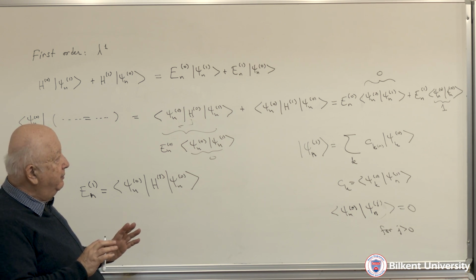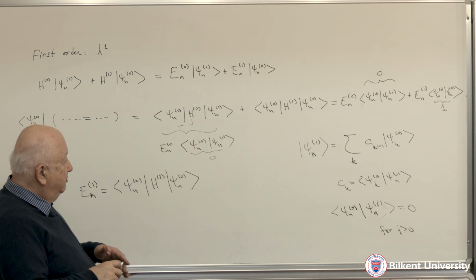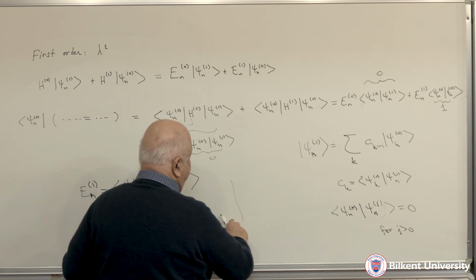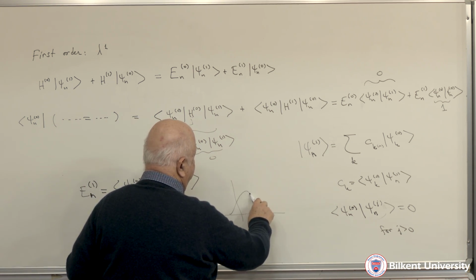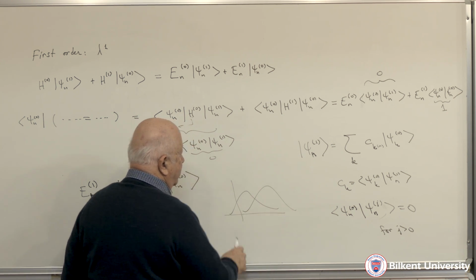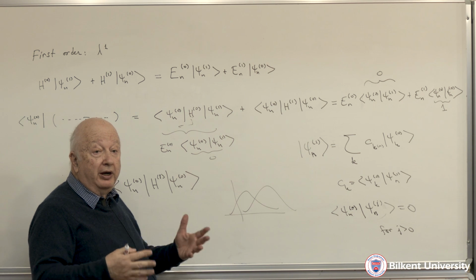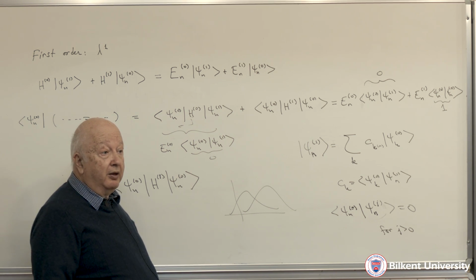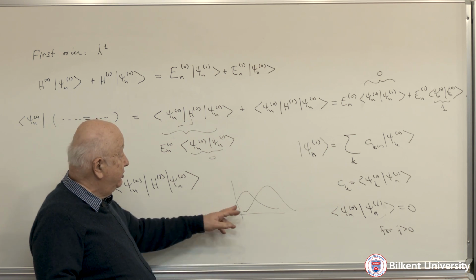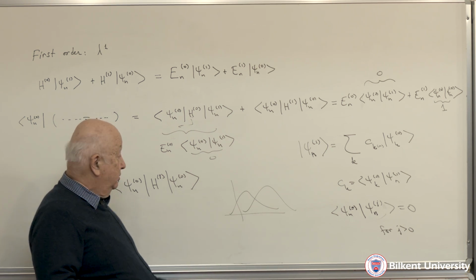Suppose I have some electron wave function which goes like that, and another electron wave function which goes like that, assuming that there is no electron-electron interaction. But now, suppose I want to find the effect of the electron-electron interaction to first order.